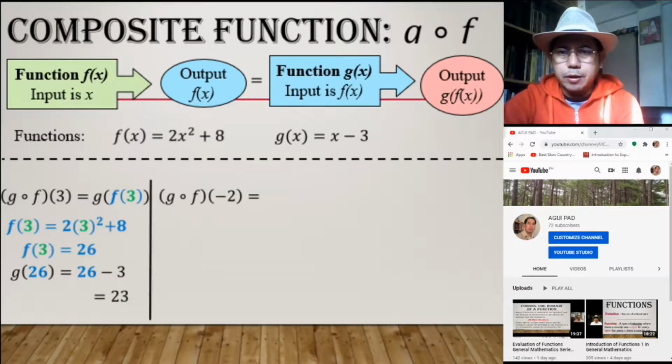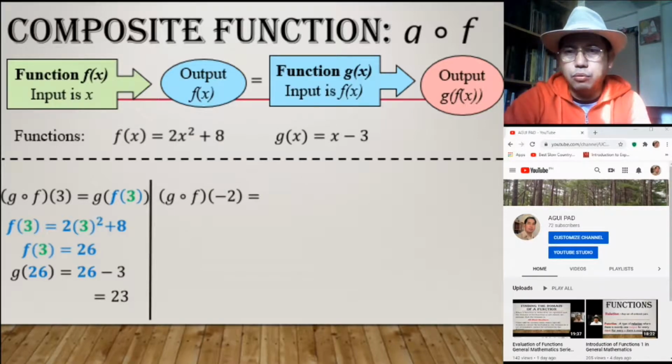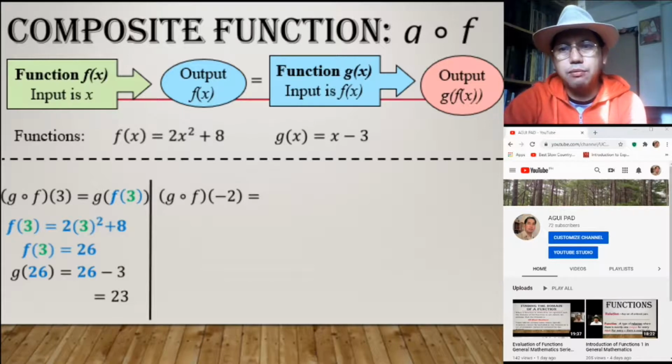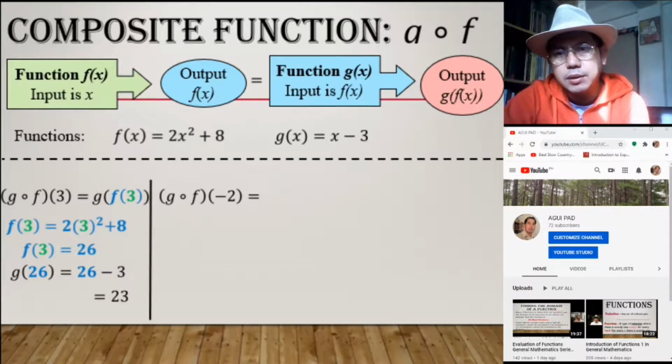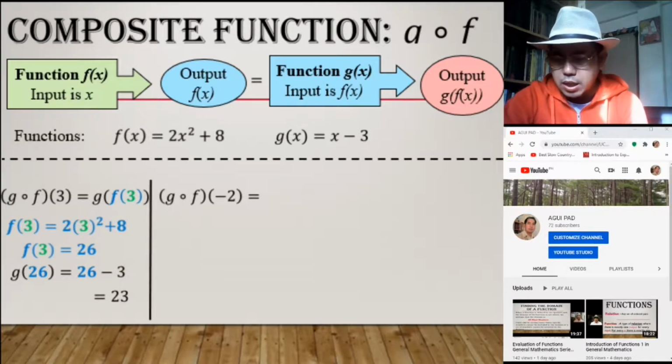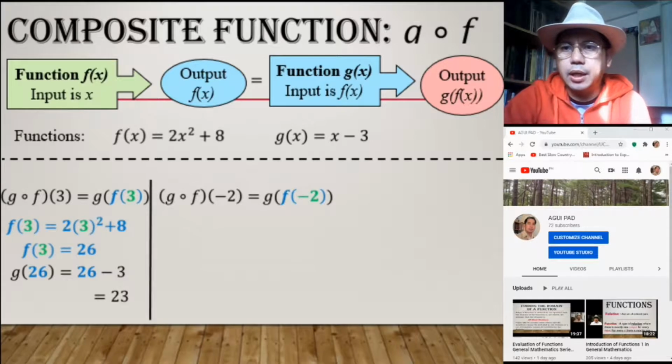Consider again this one. What about if we are going to have the composition of g function and f function if the value of our x is negative 2? How do we solve for this one? Let's try to consider the given illustration. Now, the pattern we have in here, or the illustration we have in here, is g of f of negative 2. How do we solve for this one?